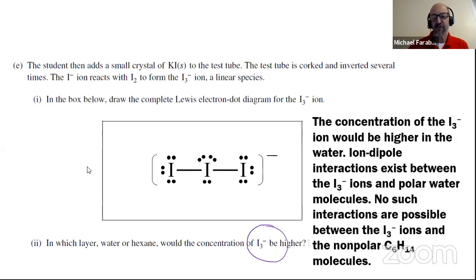So the concentration of the I3 minus ion would be higher in the water because ion dipole interactions exist between the I3 minus ions and the polar water molecules, but no such interactions are possible between the I3 minus ions and the nonpolar C6H14 molecules. So for example, sodium chloride or table salt dissolves in water, but not so much in something like oil or gasoline or hexane. Same reason. There are no favorable ion dipole forces if you have a nonpolar solvent.